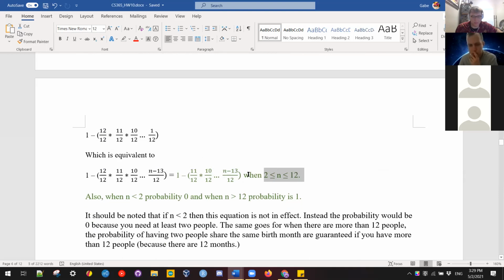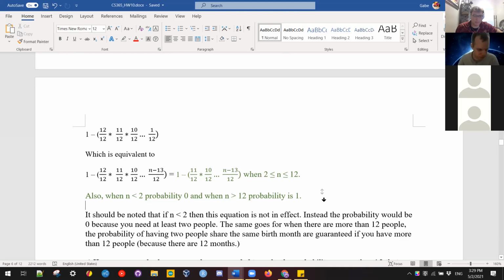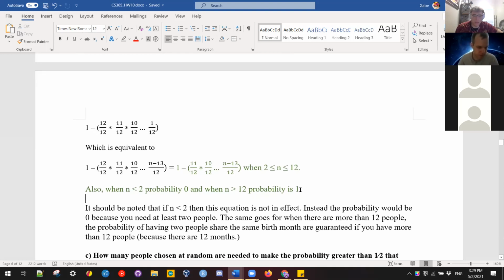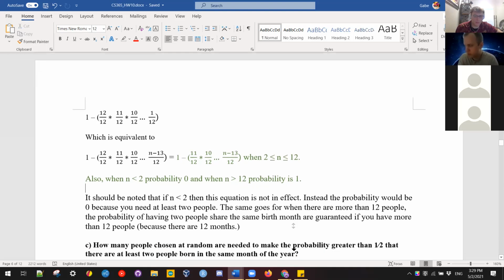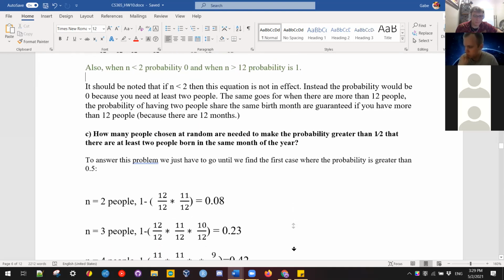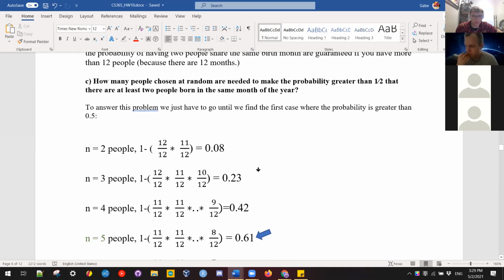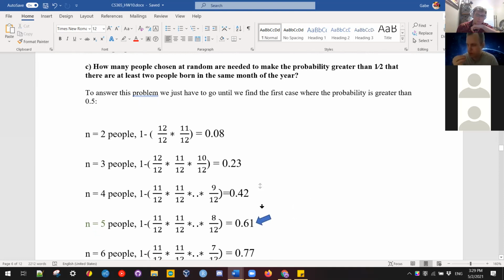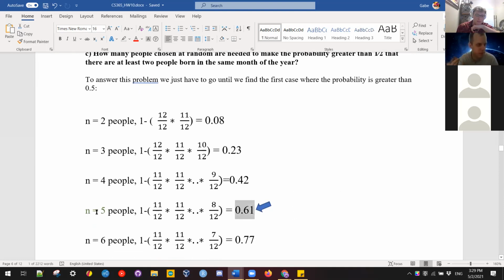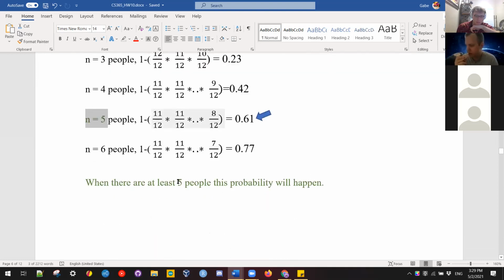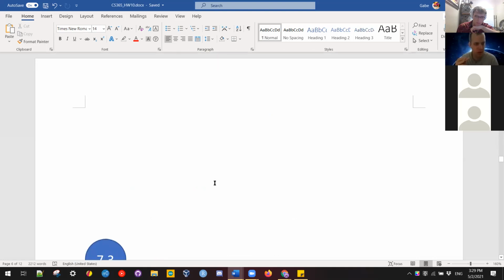This is not an answer. They left it like this, but I wanted to make this pretty clear, because if you have less than 2, then you have 0. If you have greater than 12, then it's basically 1, or something really small. And there you go. So that's that one. And then for this one, you just keep plugging in n. So you plug and chug n, and you get this here, which is going to be 5 people. And so we got that. So that one's not too bad either.